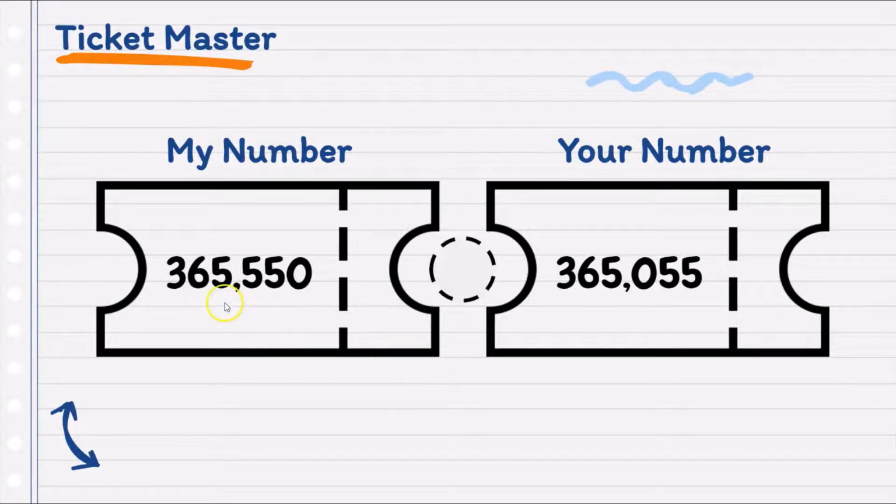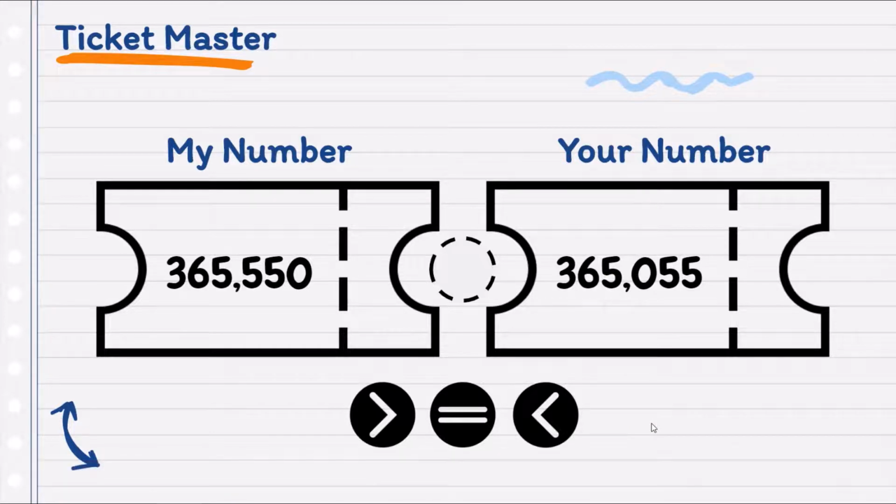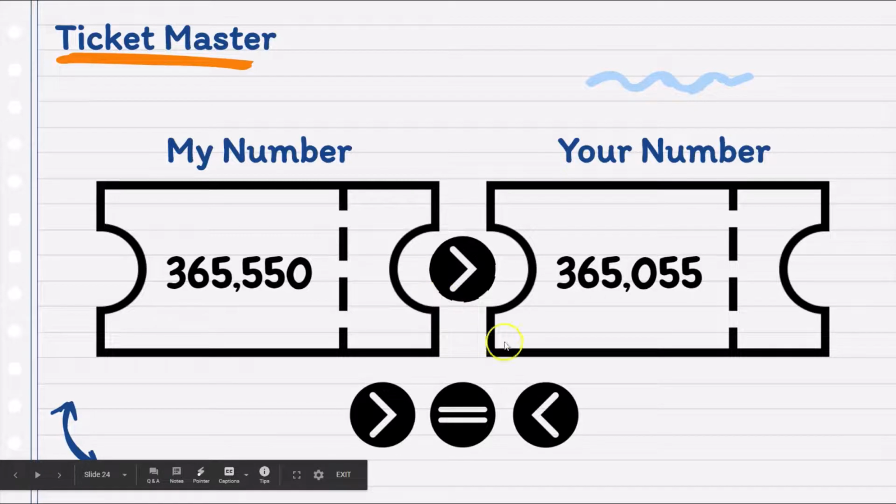Our numbers are 365,550 and 365,055. Which symbol would you choose to put in between these two numbers? I would definitely say that mine is greater than your number. Can you tell me why?